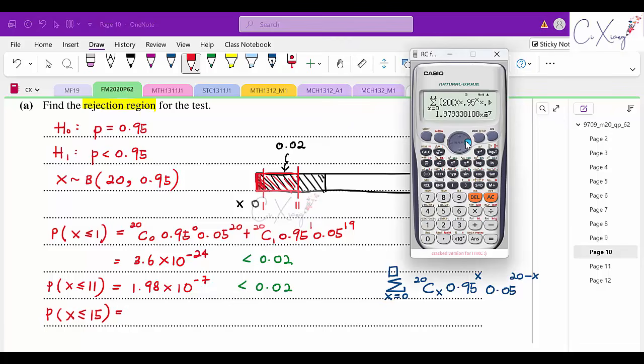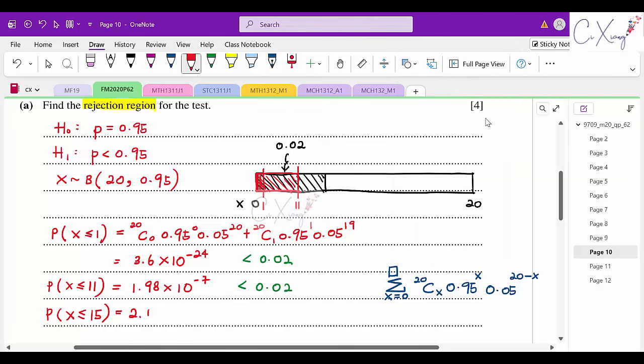Okay, then again, to get the value, either you press the calculator one by one, or you can take 20 minus 16, 17, 18, 19, 20, also can. It depends on how you interpret it, all right? So for me, I'm using this, and I press 15, change the upper limit to 15 and press the equal sign, and I get 2.57 multiplied with 10 power negative 3.